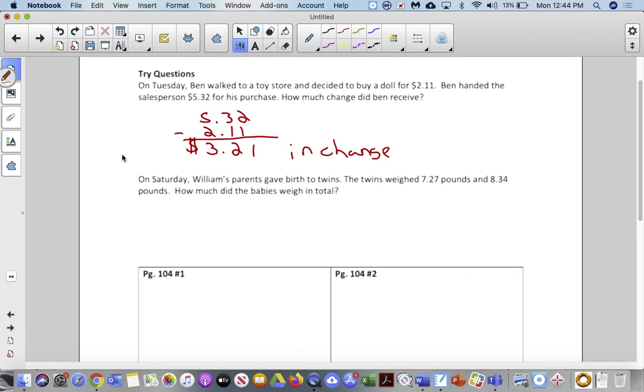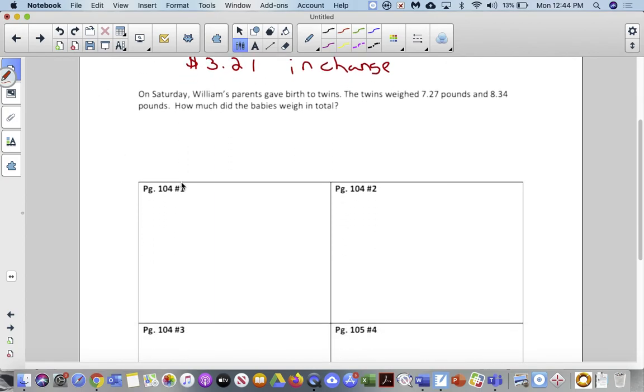Okay, the second one. On Saturday, William's parents gave birth to twins. The twins weighed 7.27 and 8.34 pounds. How much did the babies weigh in total? So this would be an addition question. 7.27 plus 8.34. 4 plus 7 is 11. 3, 4, 5, 6. And 8 plus 7 is 15. So 15.61 pounds in total.